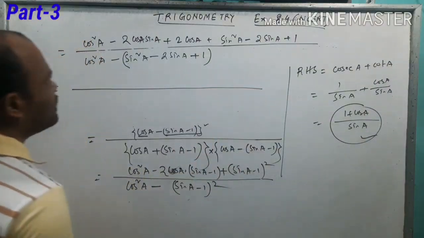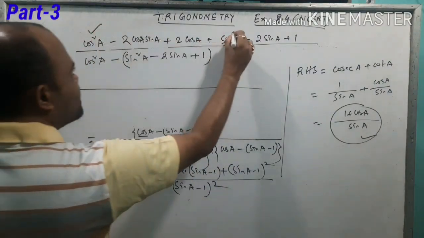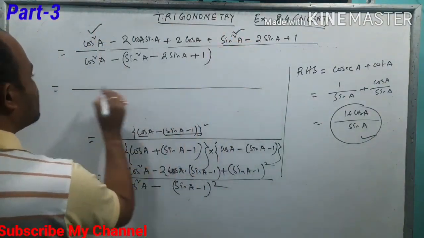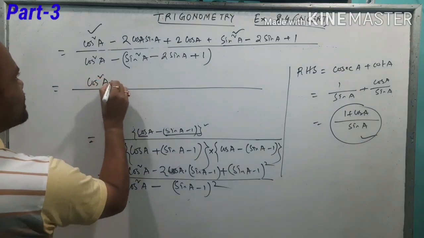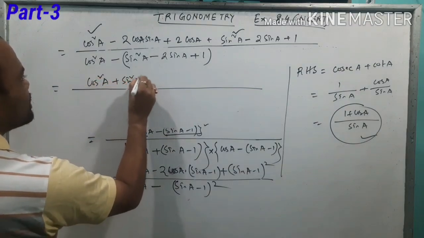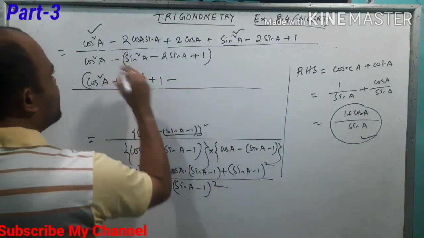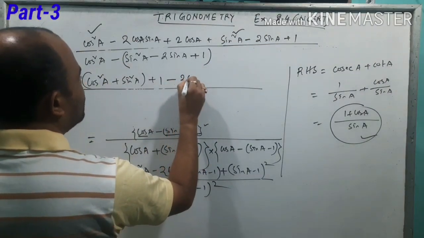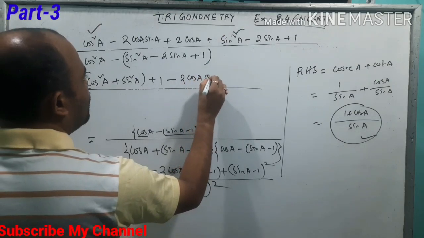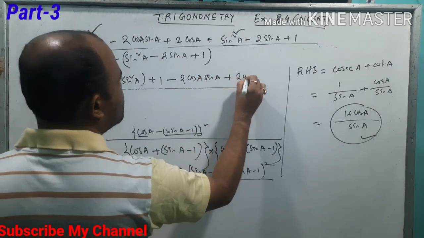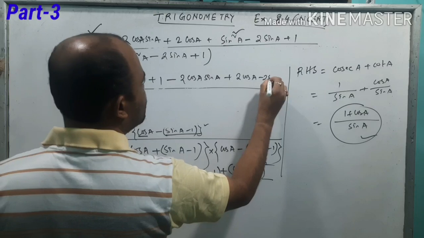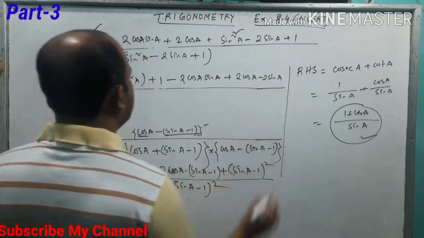Now some simplification. See here, it is cos square a plus sin square a. In the first step you just arrange the terms, cos square a plus sin square a plus 1, the last term, minus 2 cos a sin a plus 2 cos a minus 2 sin a.